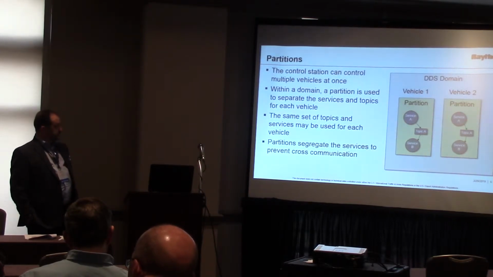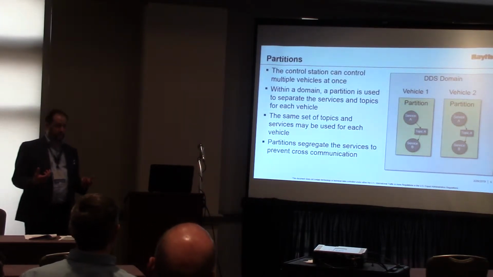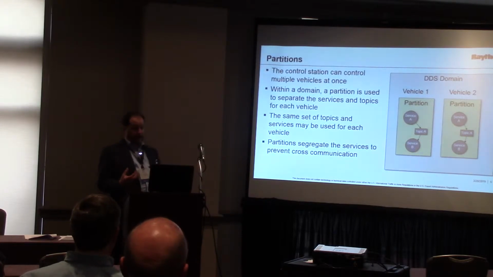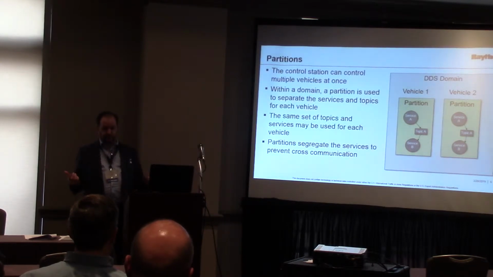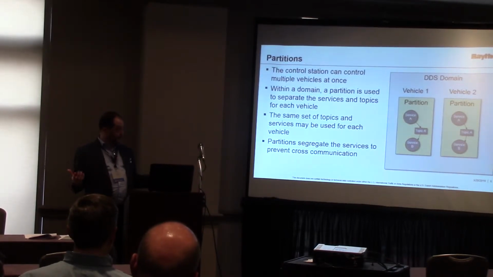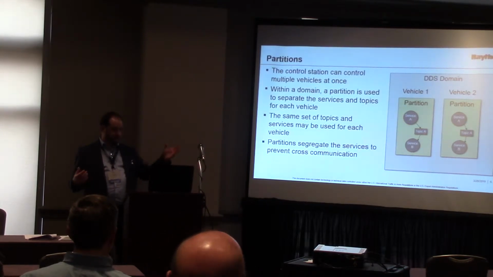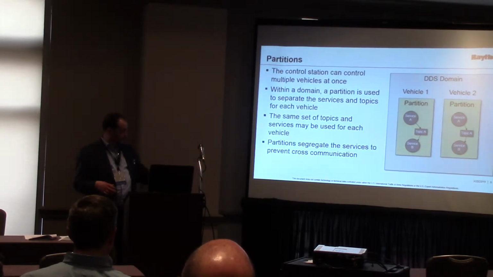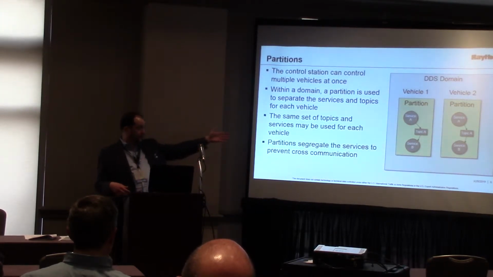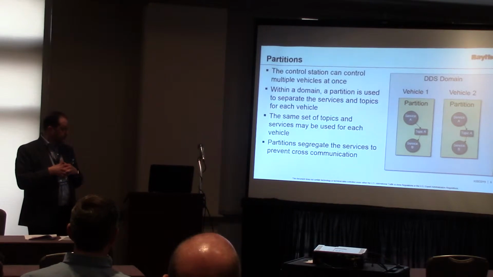So for partitions, as we talked about earlier, I may be flying two vehicles at the same time, so we had to figure out how to do that in a simple way. What we've done is we can start the same set of services for two separate vehicles. We start them in separate partitions, and then after discovery, they only know about their own partition. That means all the services for one vehicle are confined to their own partition and talk amongst themselves. So I can have the same services and topics running in both partitions, and I don't have any interference between all of those services.